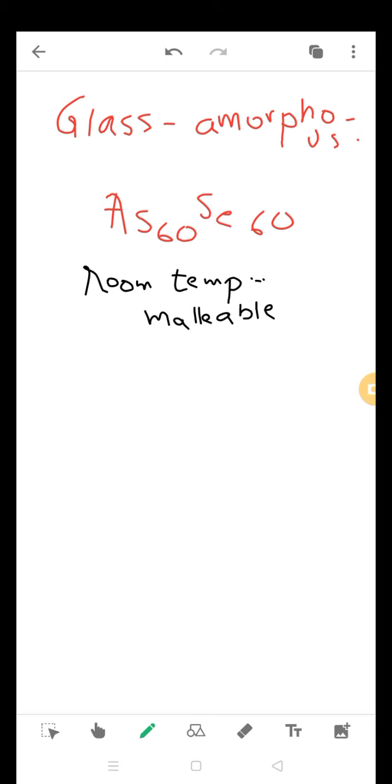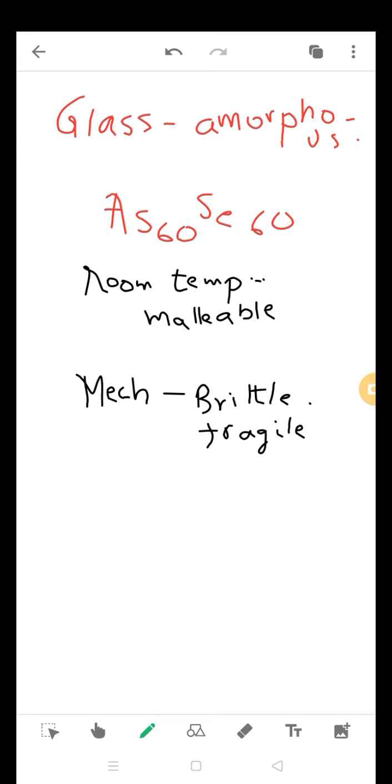Now coming to the mechanical properties of a glass, it is brittle, or you can say it is fragile, having very low toughness, and you may also call it stiff, a high value of resilience.